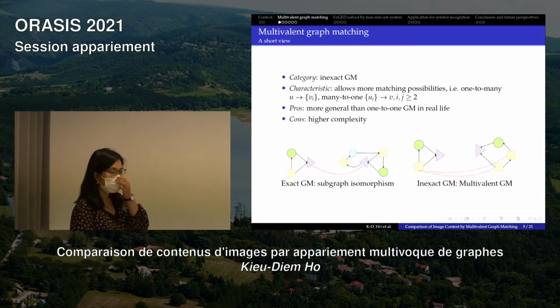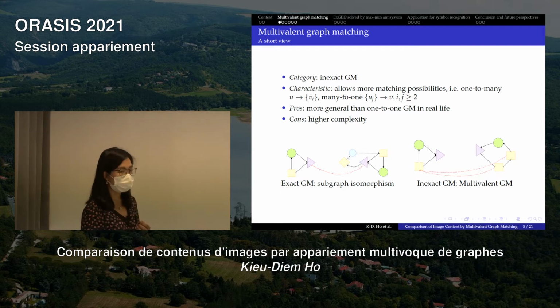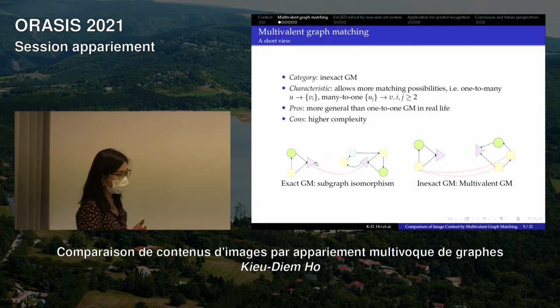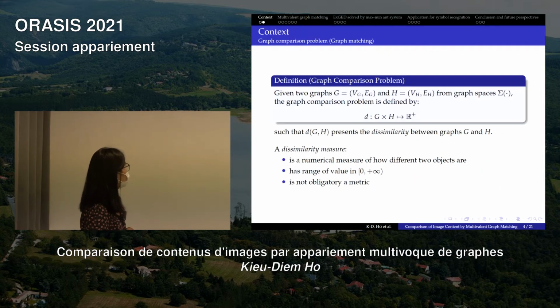And in my thesis, I focus on one kind of graph matching. It's multivalent graph matching. So it belongs to inexact graph matching. It allows you to do one-to-many or many-to-one correspondence. So it's more general than one-to-one graph matching in real life like this. However, it has higher complexity.